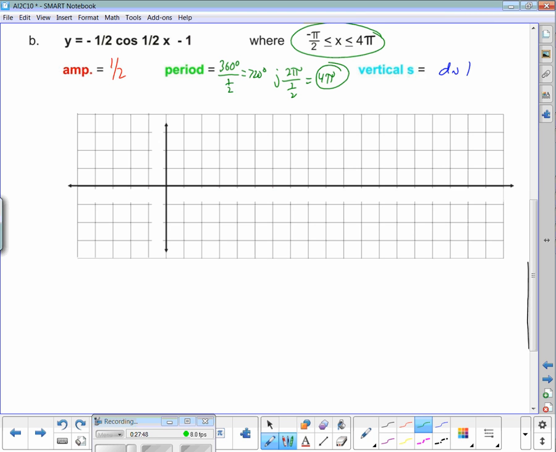Okay, so I know one wave is every 4 pi. This is a long wave, right? It's stretched out, and I have to decide with this. Okay, so how am I going to make my graph? I could do this. Don't do this yet. I could go 1, 2, 3, 4, and go 4 pi right here, and you can.